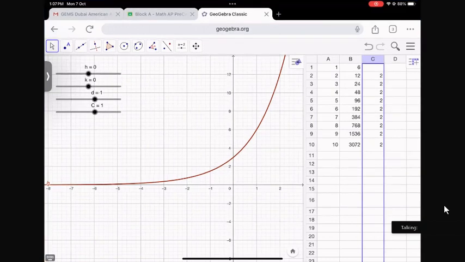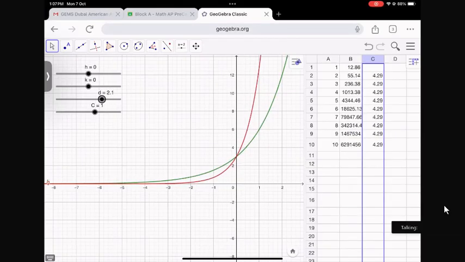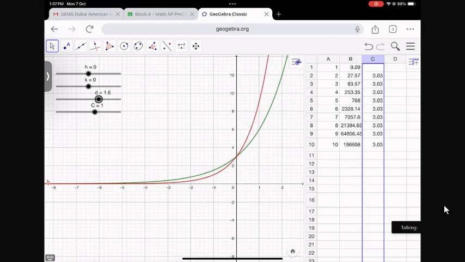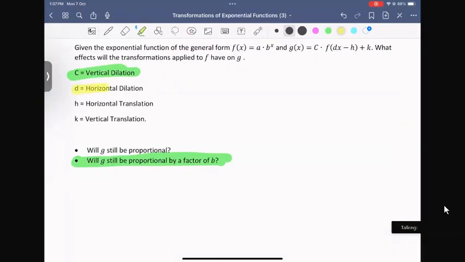Let's take the horizontal dilation now. As I change my horizontal dilation, notice that the curve is dilating horizontally. In this case, it's changing the factor. It's still proportional, but by a different factor. So when I apply a horizontal dilation, it's still going to be proportional, but by a different factor.